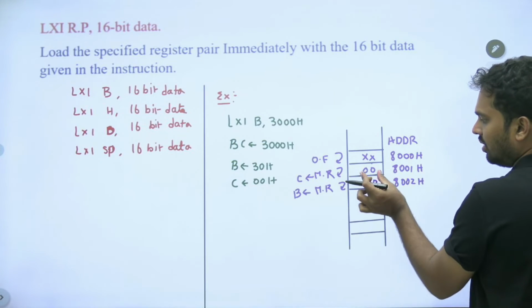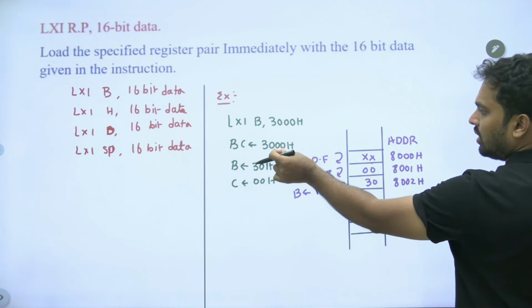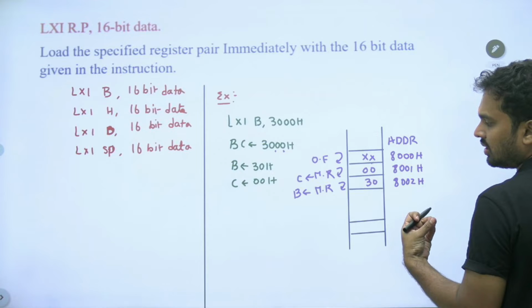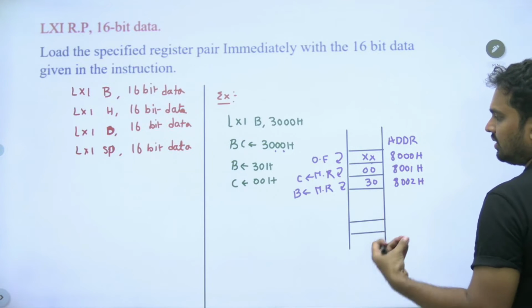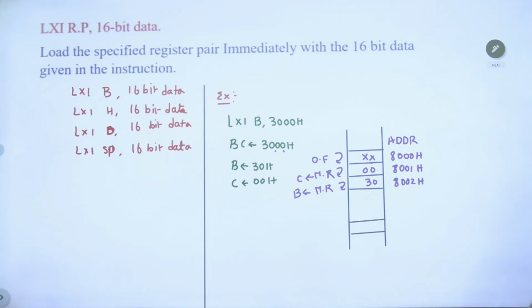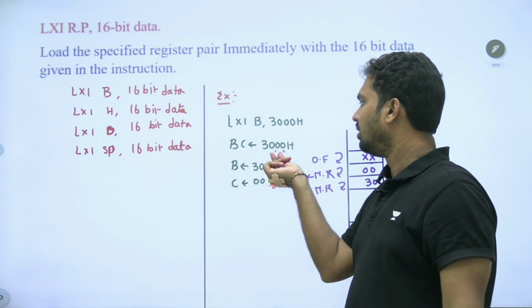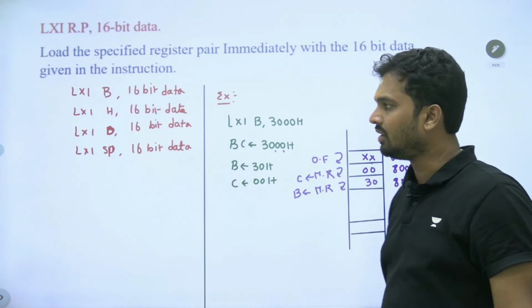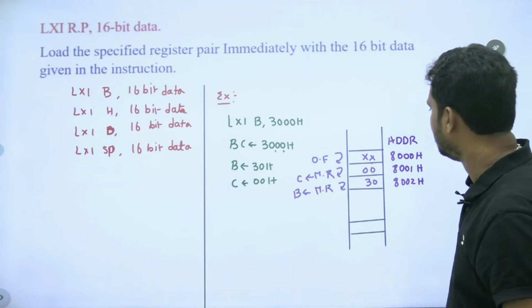The number is the same, but while writing into the memory, first we write the lower byte, next we write the higher byte. That is while saving into the memory I am saying. Then we copy in that way: first C takes it, next B, and you will get BC equal to 3000 only. Whatever you require, the lower byte will be stored in the first memory location, little-endian processor, which we discussed already in the earlier classes.